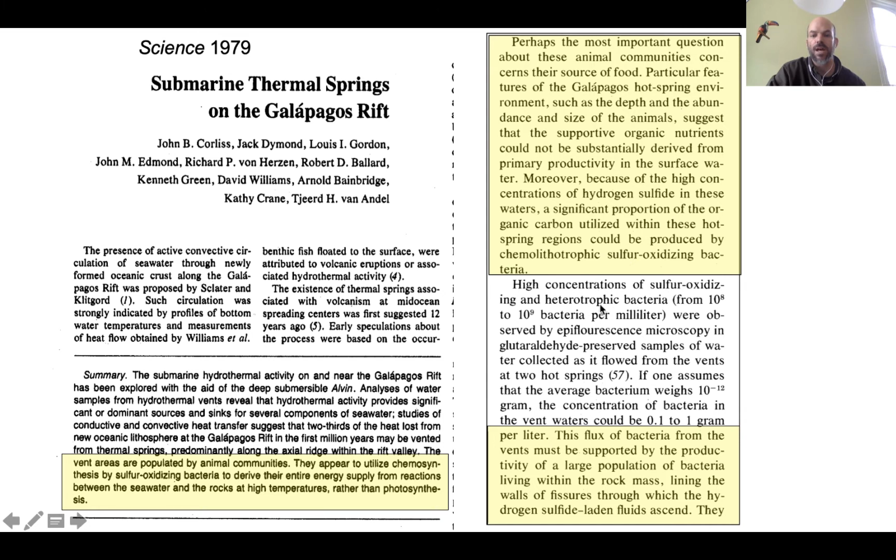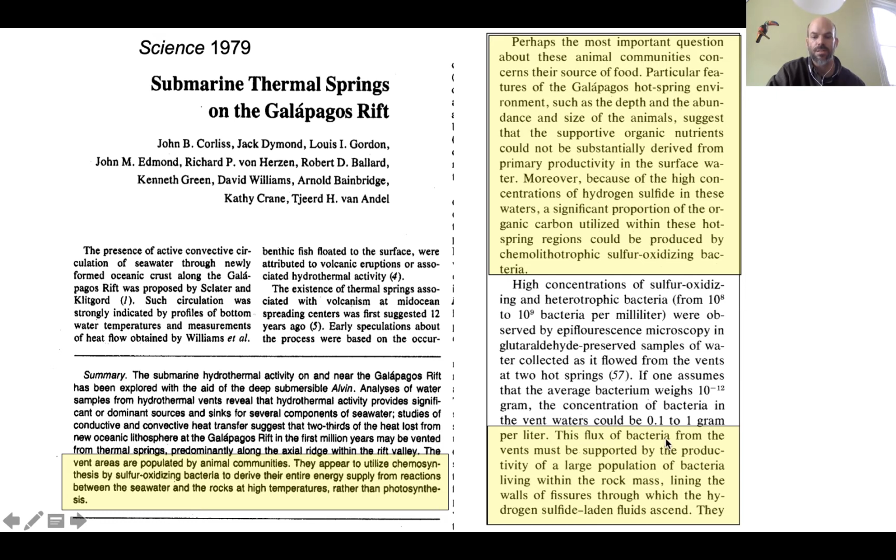So indeed, they found huge concentrations of bacteria in these waters, and these counts, by the way, were done by my PhD advisor, obviously long before I was a student. And then the significance of this was already realized by my PhD advisor and the other authors in this paper with this final sentence, this flux of bacteria from the vents. So they're finding huge numbers of bacteria pouring out of the vents.